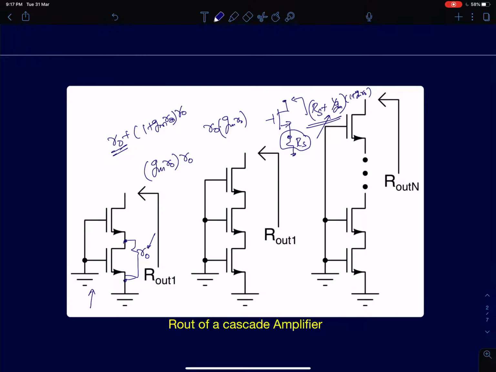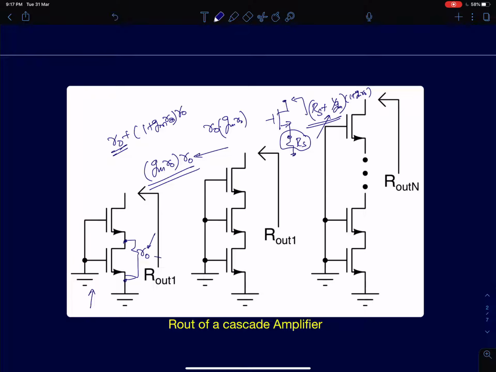So if your source resistance is greater than 1/gm, then you can apply this approximation directly. I can ignore what is connected. I can ignore the impedance contributed by this device. So what you connect at the source, if it is greater than 1/gm.